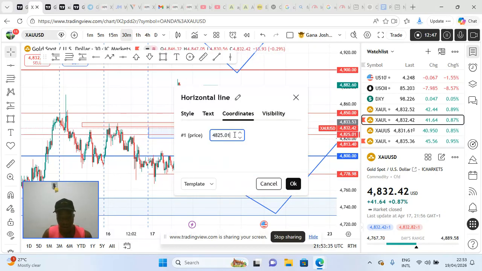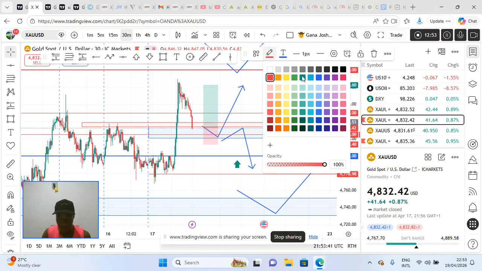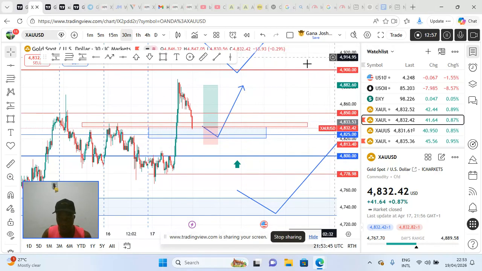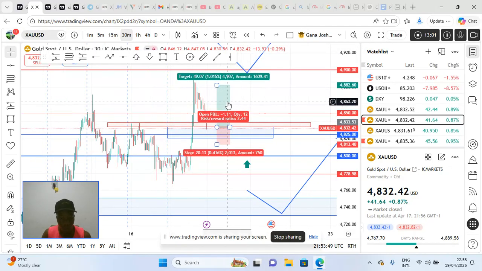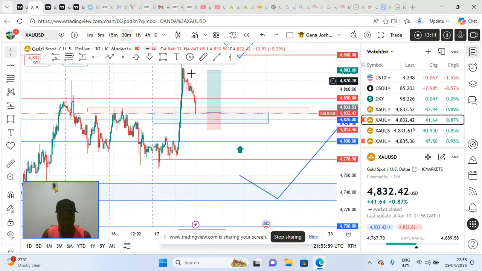This guy is a major support. So unless broken, it's 25. Let's remove this so that you see what I'm doing here. 825. This guy's idea is valid until proven otherwise.